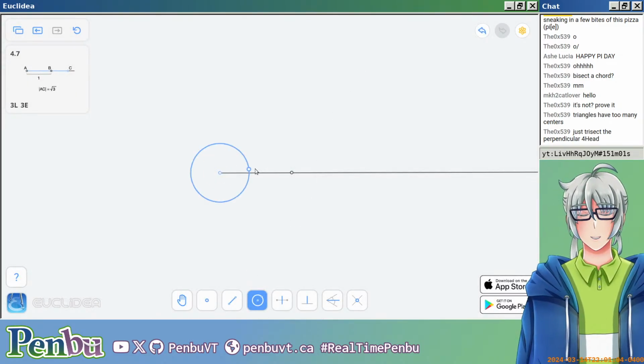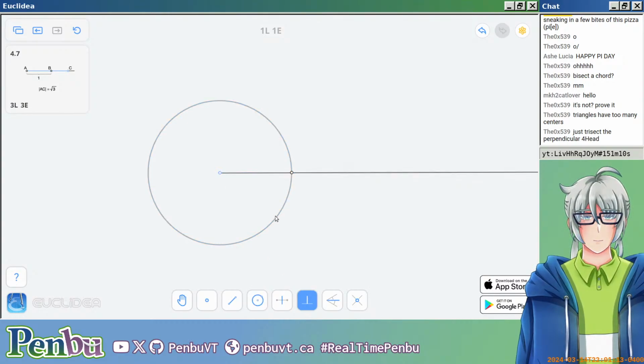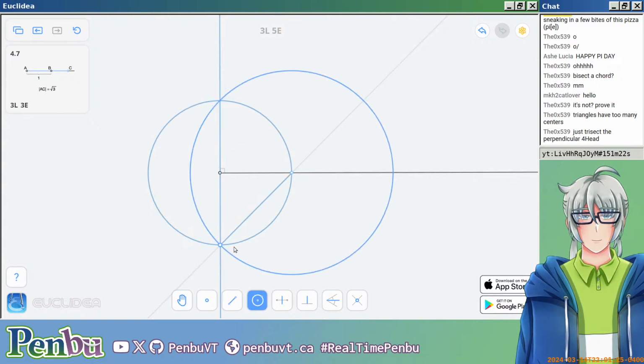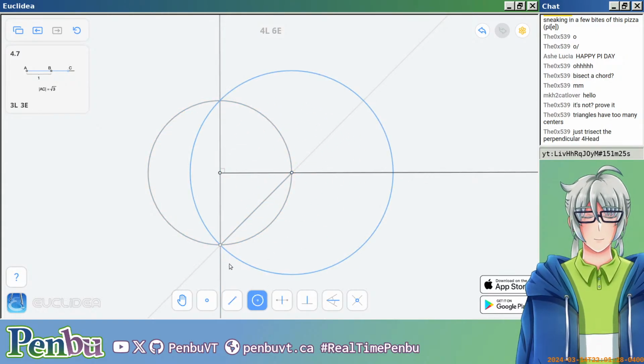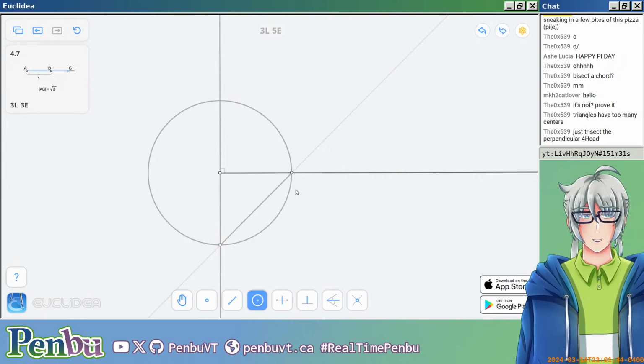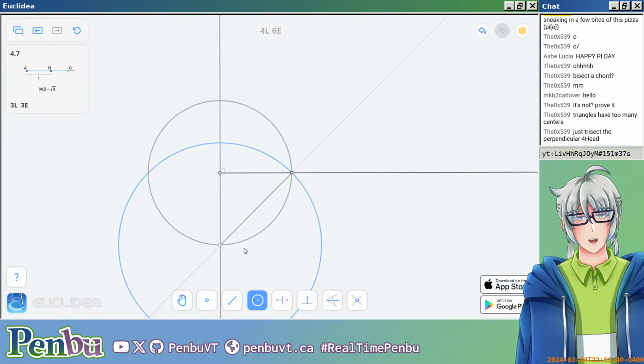Okay, so let's start with that. We'll start with a circle. And we create a diagonal out of that. And so this is a diagonal. I don't know where we're supposed to do this actually. So we have one, and we need to construct a triangle.